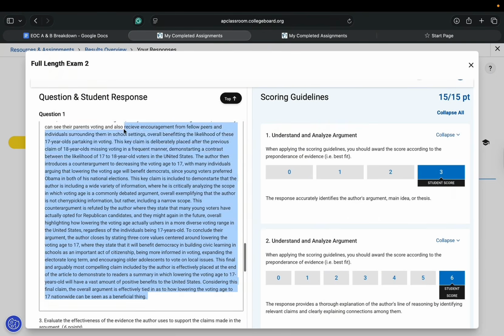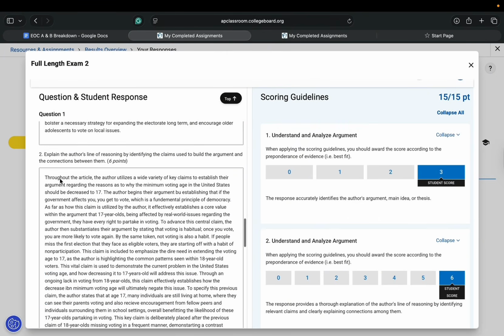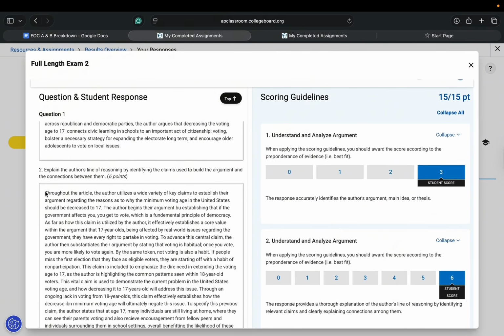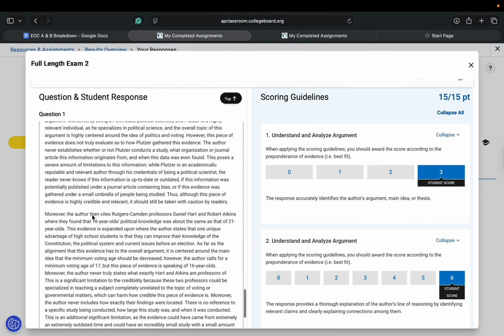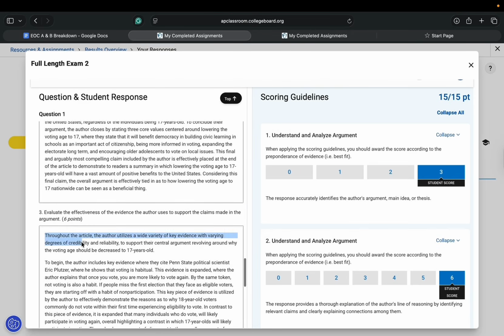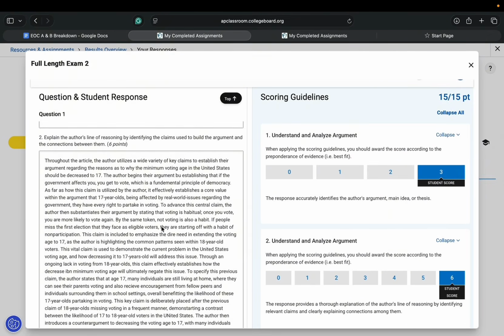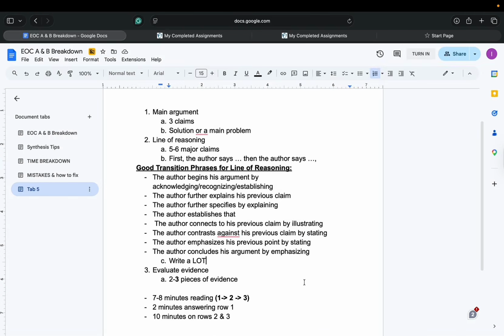So, yeah. Also, a major tip that I noticed a lot of people don't do is always have a little sentence in the start, like say, "Throughout the article, the author utilizes a wide variety of claims to establish," or blah blah blah. Always have a little blanket statement in the start, or even here, have a little sentence saying, "Throughout the article, the author does blah blah blah." It's just a personal preference that I have that I think definitely supports your overall EOCA. With that being said, let's now look at row 3.